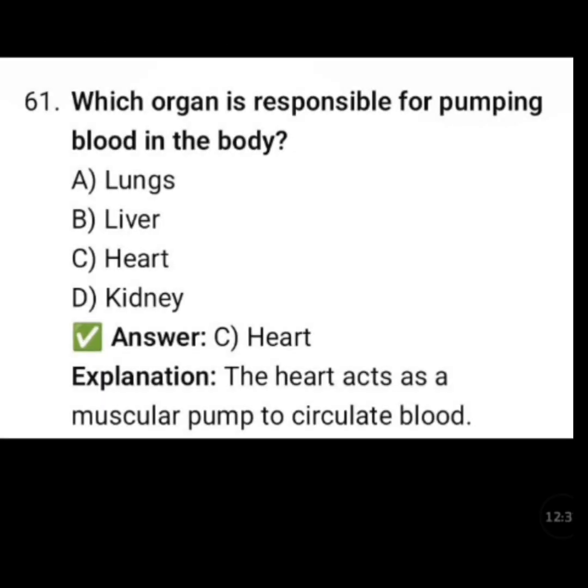Which organ is responsible for pumping blood in the body? Lungs, liver, heart, kidney. The correct answer is option C, heart. The heart acts as a muscular pump to circulate blood.